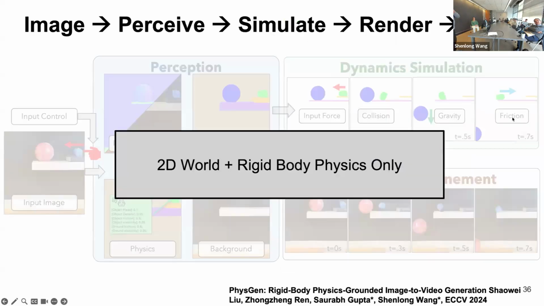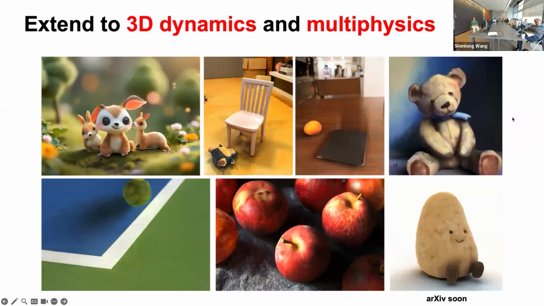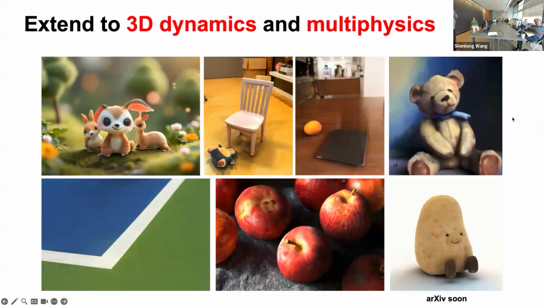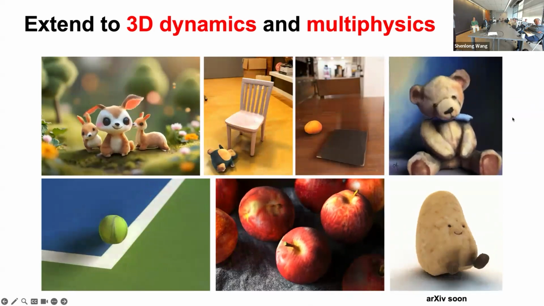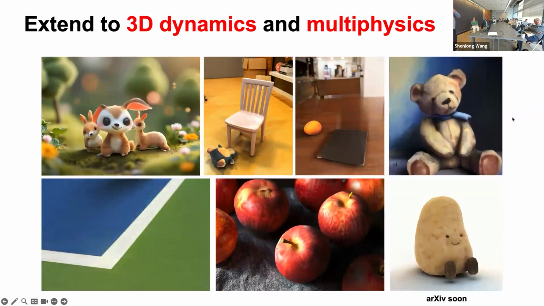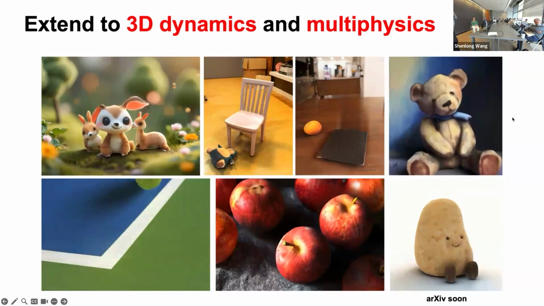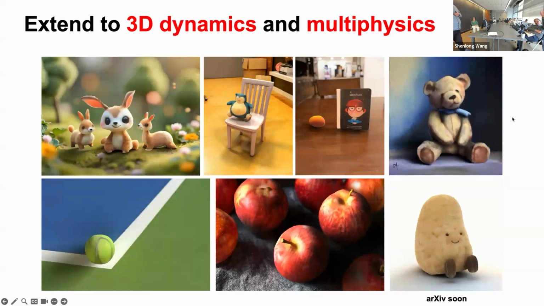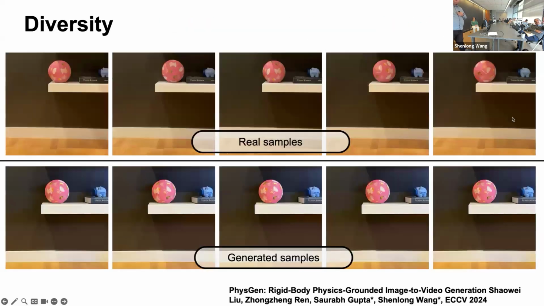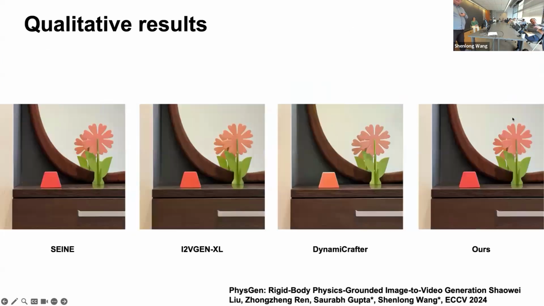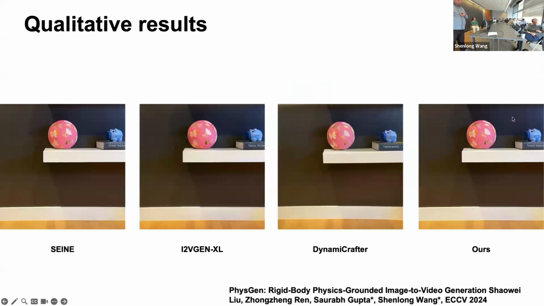Yeah. So as we mentioned before, this is a 2D world plus rigid body only. Next, I'm going to show extending this idea to 3D dynamics and multi-physics, including non-rigid objects, clothes, and all those different sorts of soft objects and so on. Before you go into that, can you go to the whole diagram, because there was a lot of technical content there. Yeah. There was a lot of technical content there.